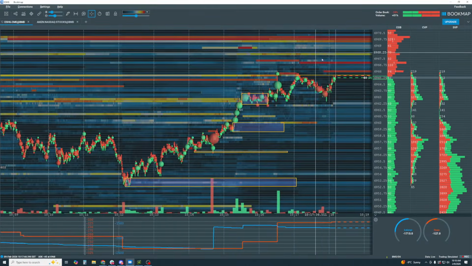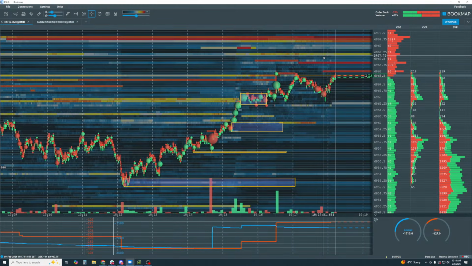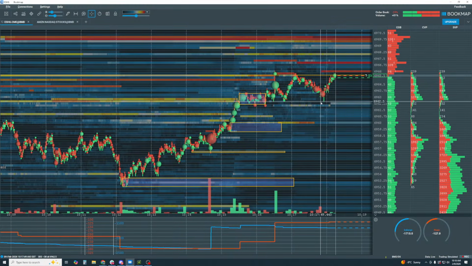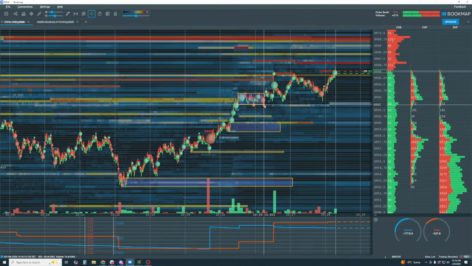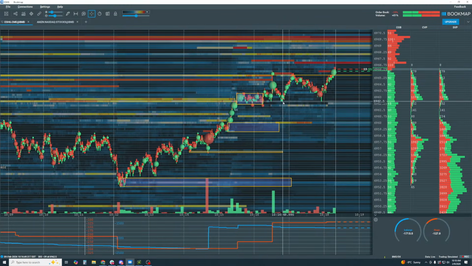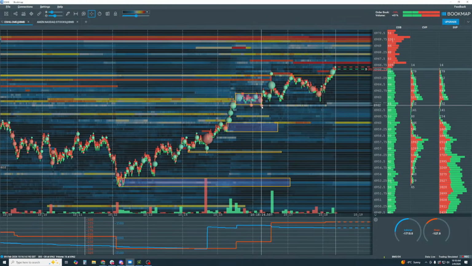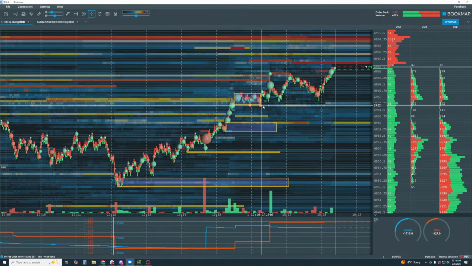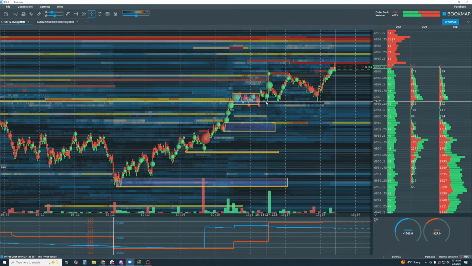Let's see here. And we got a pullback to our minor level here, right here. Yeah, I was looking for a little bit lower, 62 here. Instead, we got it to about 62 and a half.